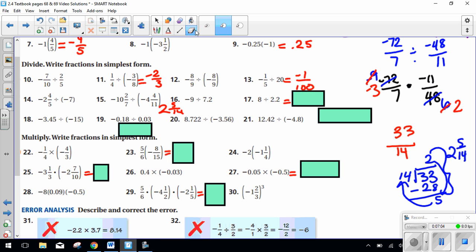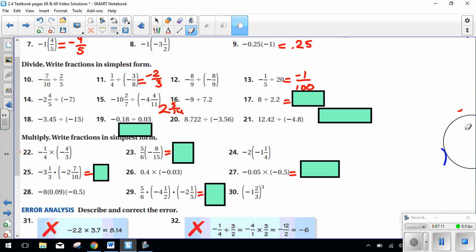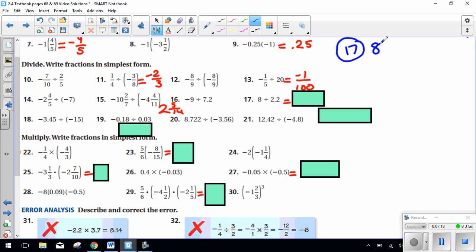Okay, let's move on to number 17. So we have 8 divided by 2 and 2/10. So 8 goes in the division house. 2 and 2/10 stays out. So remember, this is the dividend and this is the divisor.